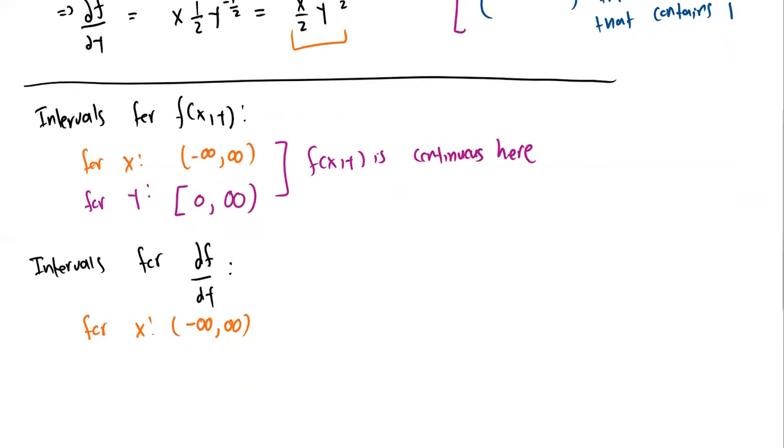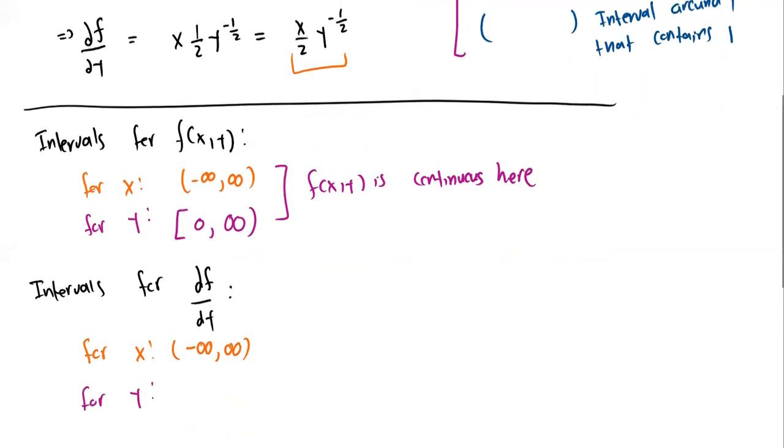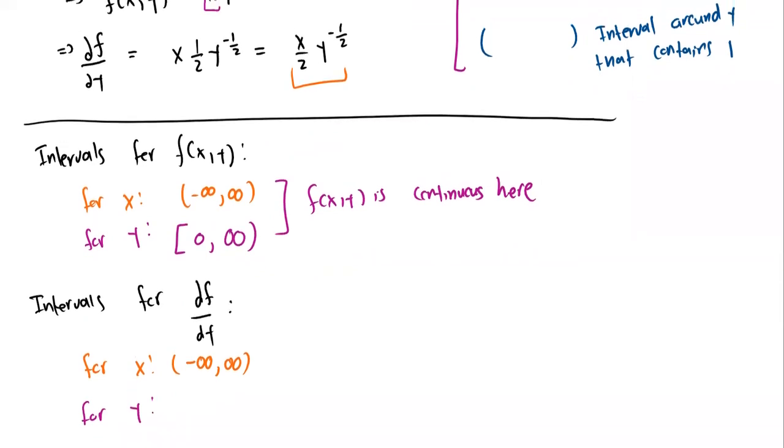Now, since this is a function of two variables, this is a region in the xy plane, so we also have to find the y portion of this interval. For y, again, we have to be careful. Not only do we have a square root, but we have a negative exponent. If it's easier to see, you can write it as x divided by 2 times the square root of y. Remember, you can make the exponent positive by moving it to the bottom of the fraction, and vice versa.